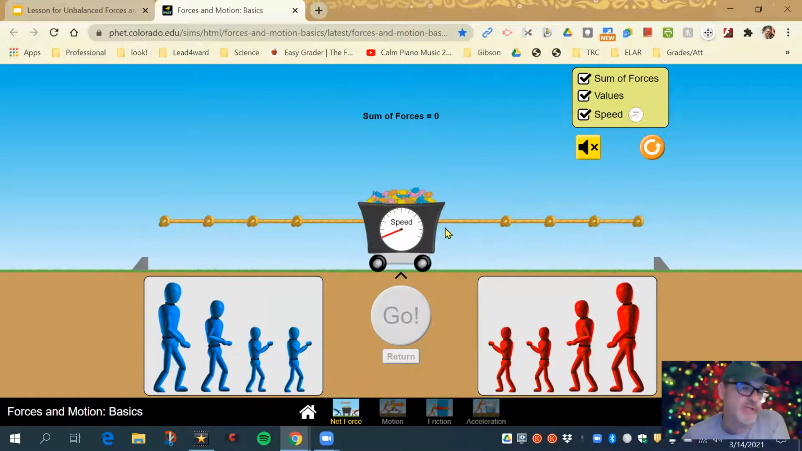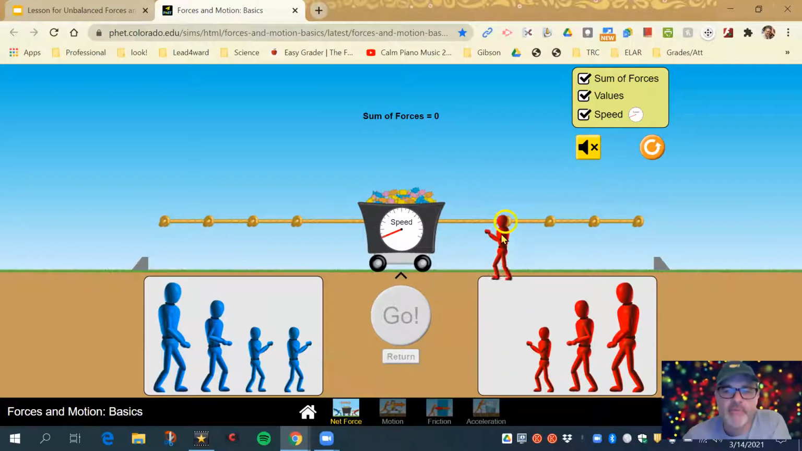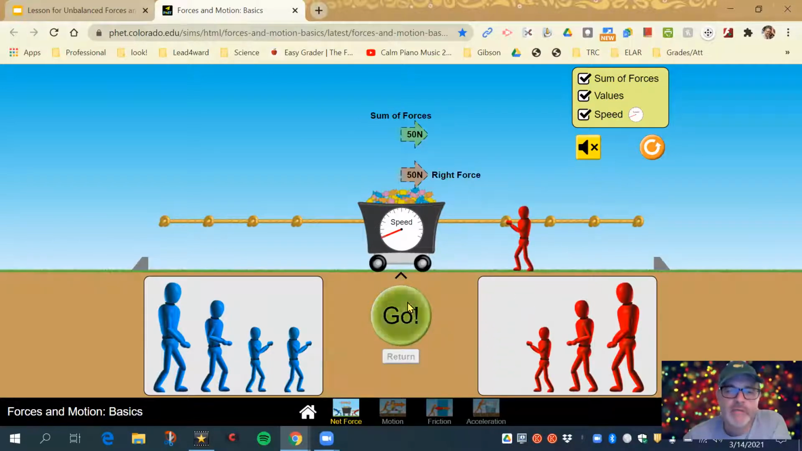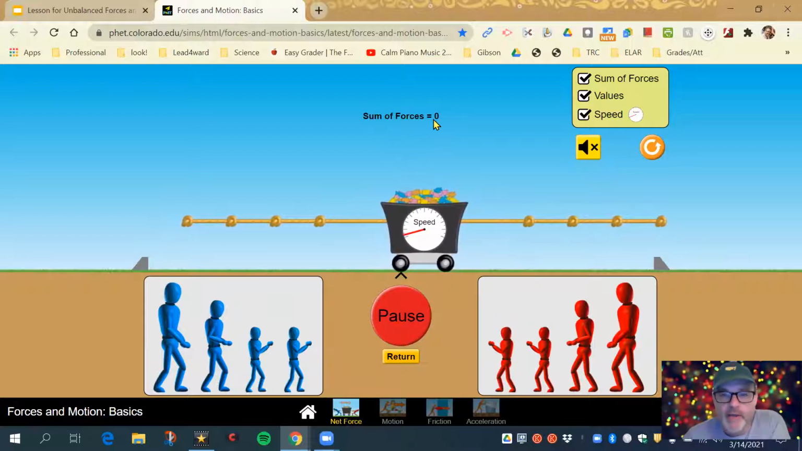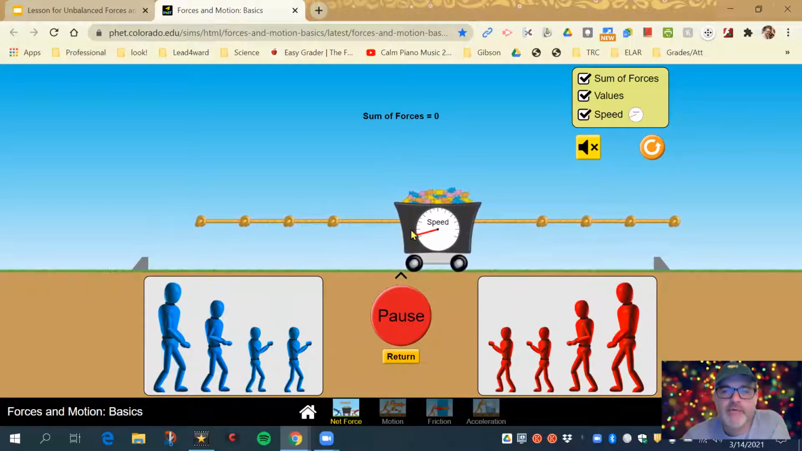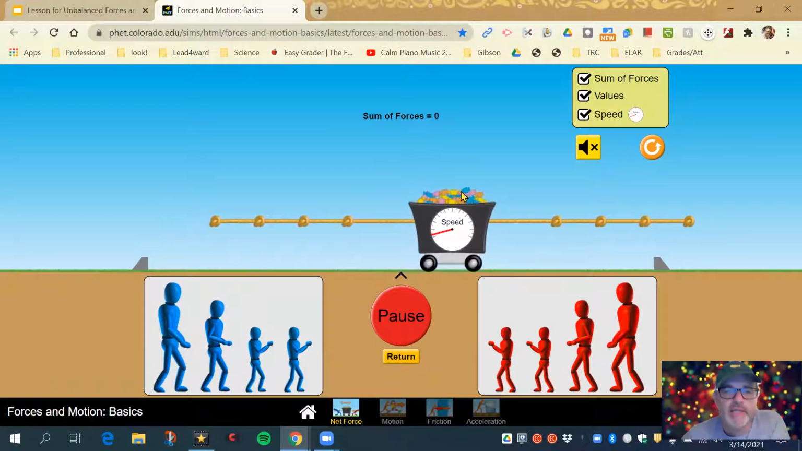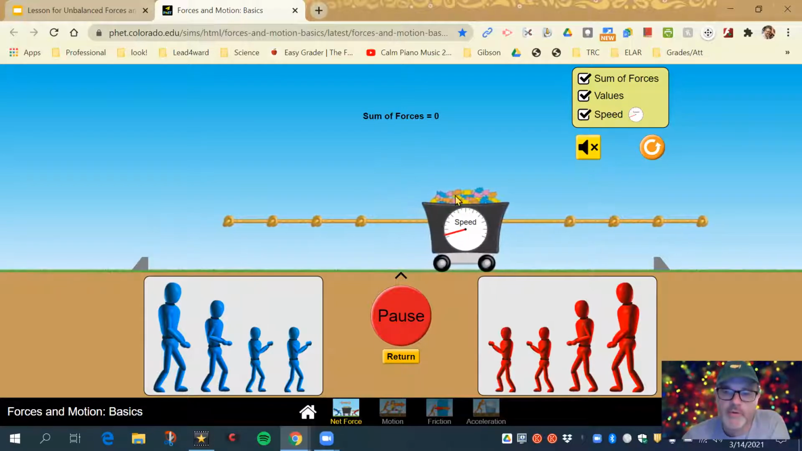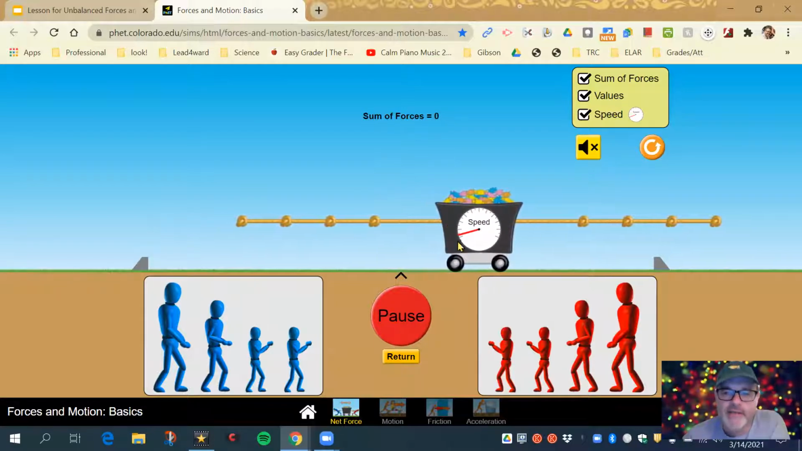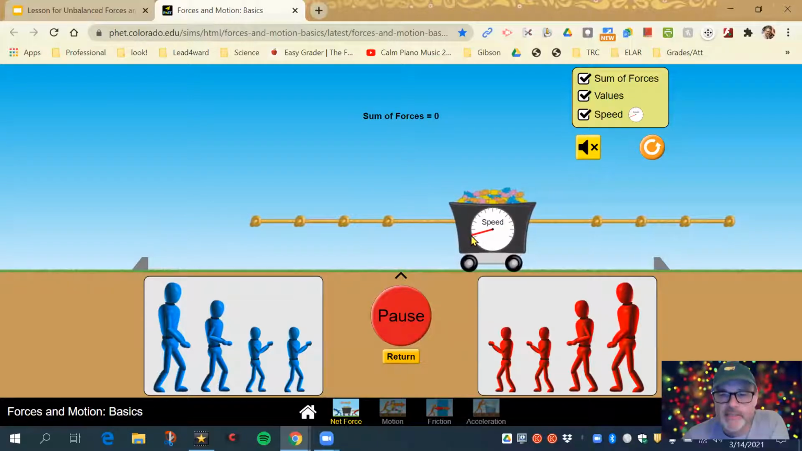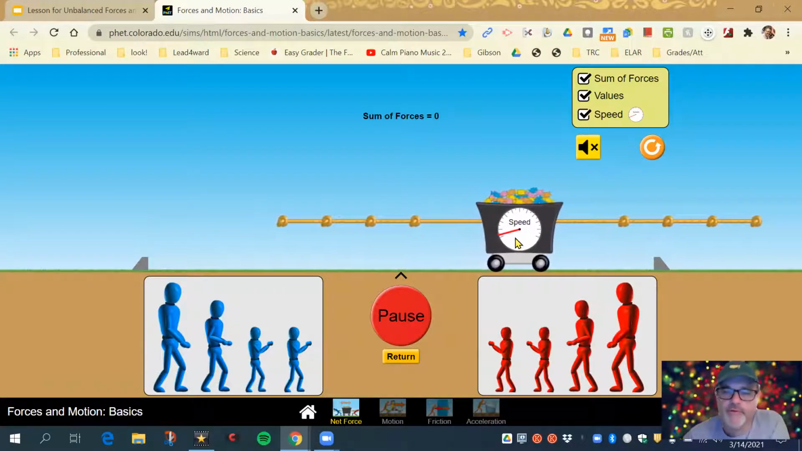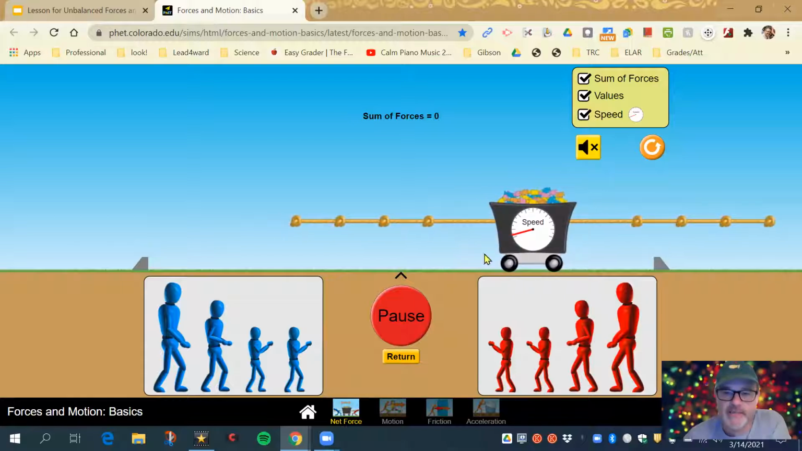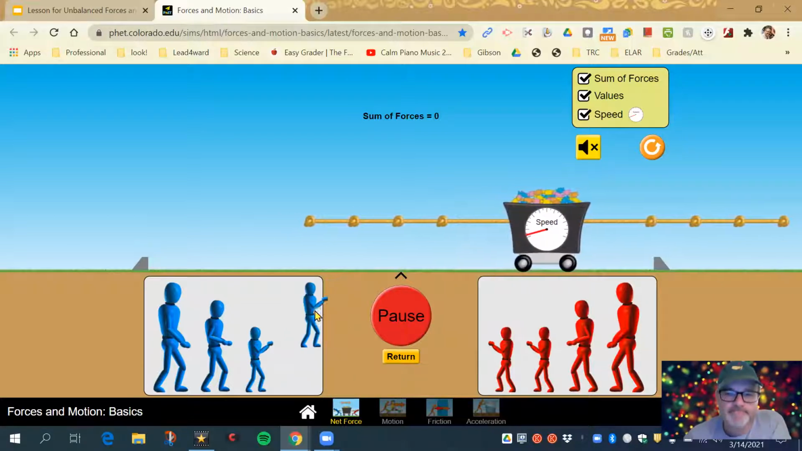But what happens if the object's already moving and the forces become balanced? So I'm going to get this moving, and then I'm going to balance it. Notice that it's zero again, right? So the object's going to keep doing whatever it was doing. Well, what was it doing? It was already moving. And so when I balance the forces, that object's going to keep the same speed in the same direction. There's no change. And it'll keep going forever and ever until the forces become unbalanced again. So let's unbalance them.